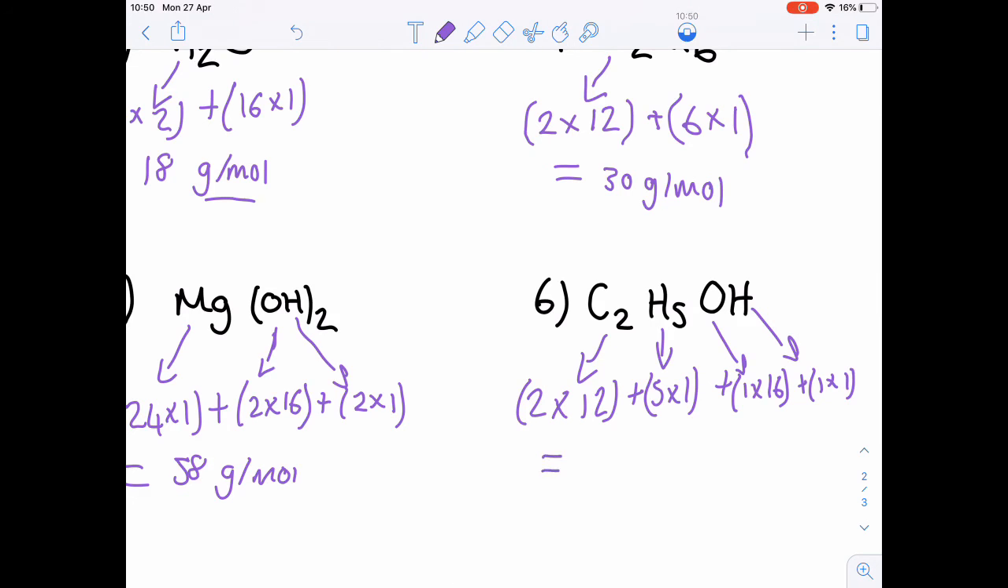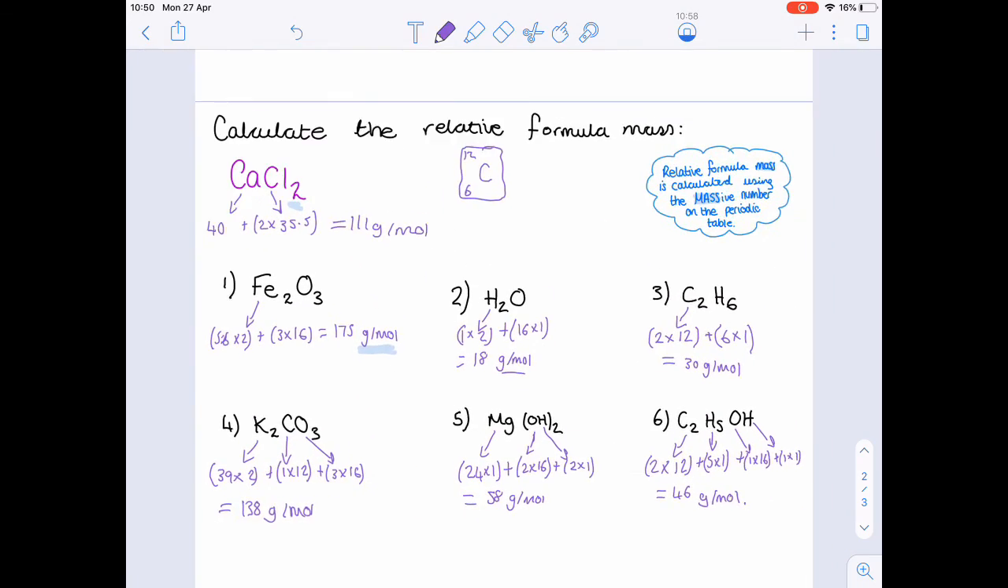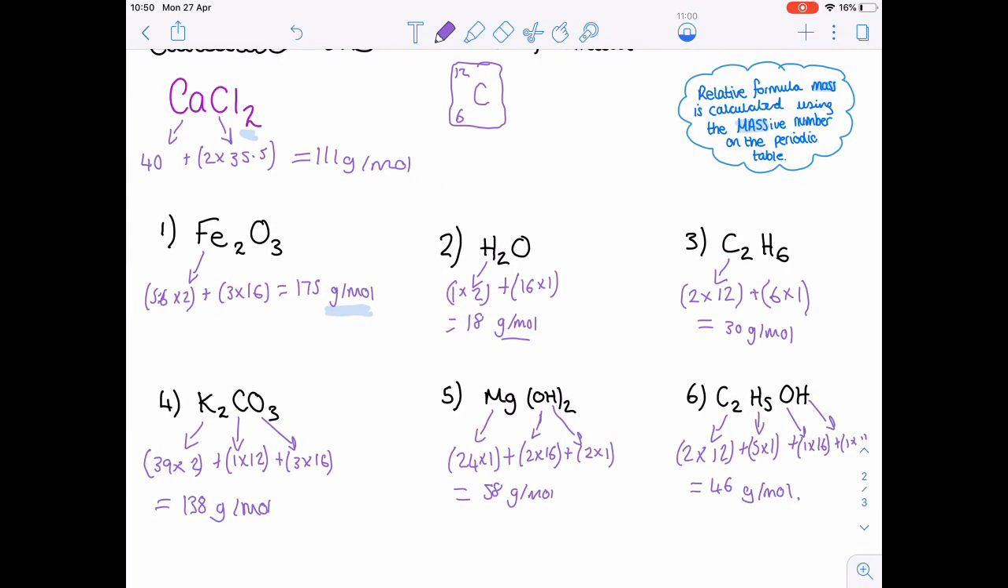Okay, if you add that all up together, you get an answer of 46, and don't forget those units, grams per mole. So if you haven't followed there, you might want to pause the video and just make sure you've got all your answers correct. But that is how you calculate relative formula mass.